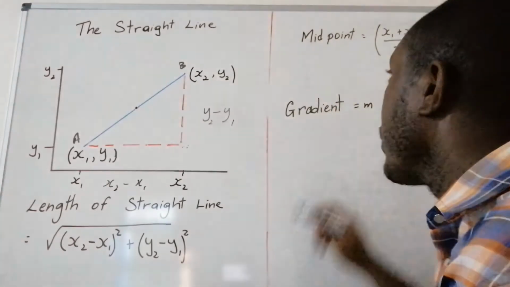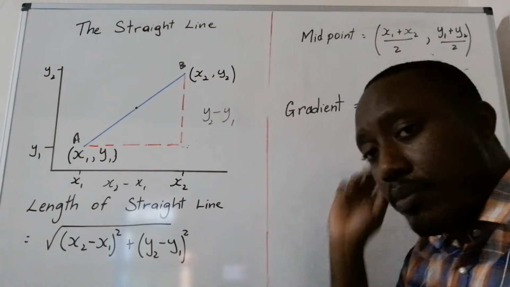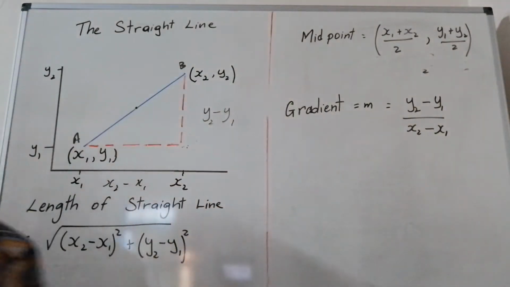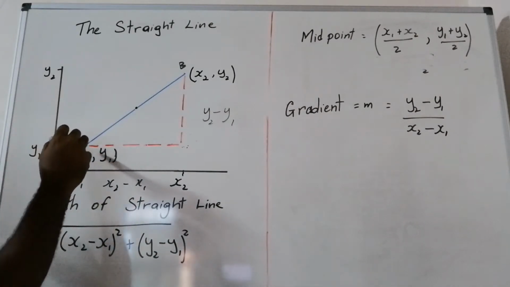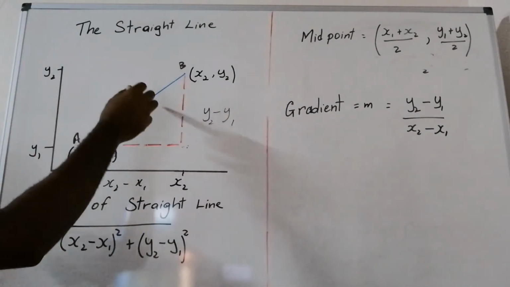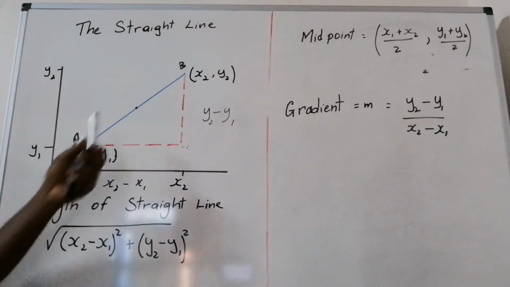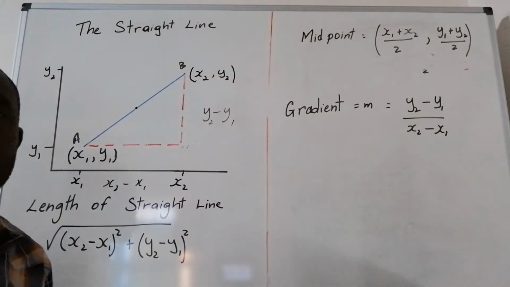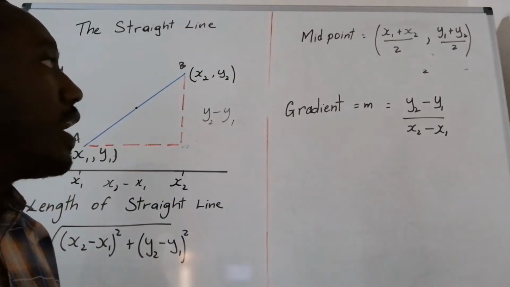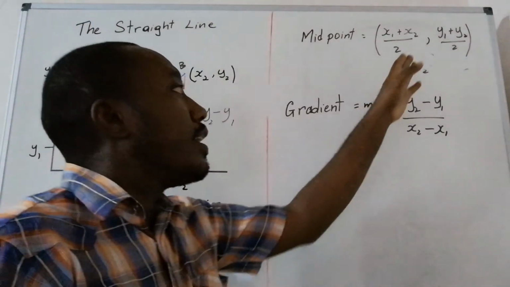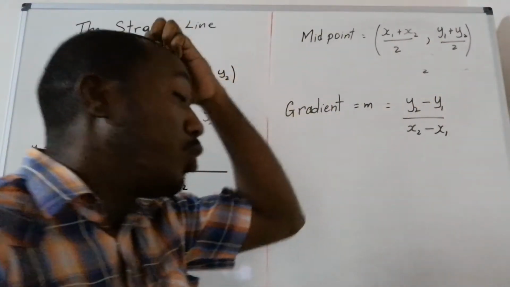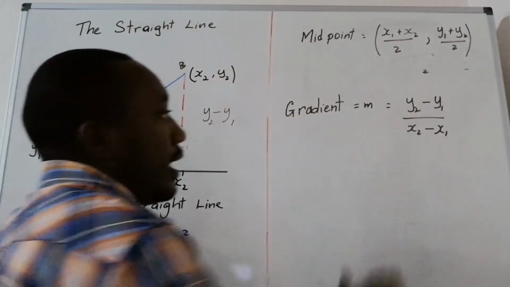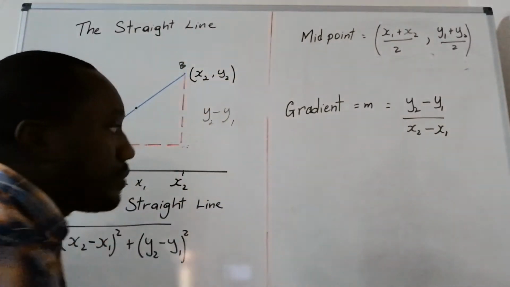Now, the next thing we need to talk about is the midpoint. The midpoint is the coordinate that is at the center of the 2 points, in the middle of those 2 points. So with A and B, there is one point that stands in the middle, and we need to find that. To find it, we use our formula: x1 plus x2 divided by 2, and the y coordinate is y1 plus y2 divided by 2. And we will get our midpoint.